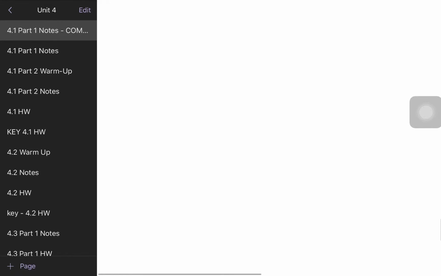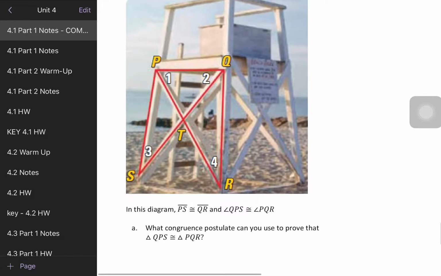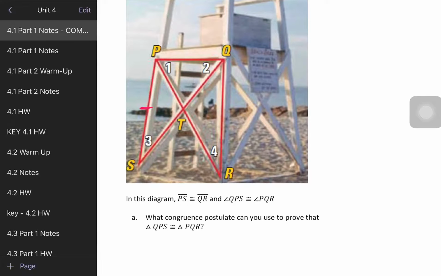So we have a lifeguard's platform here. In this diagram, PS is congruent to QR, and angle QPS is congruent to angle PQR. What congruence postulate can you use to prove that triangle QPS is congruent to triangle QPR?